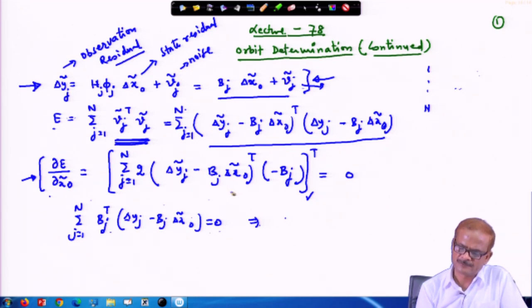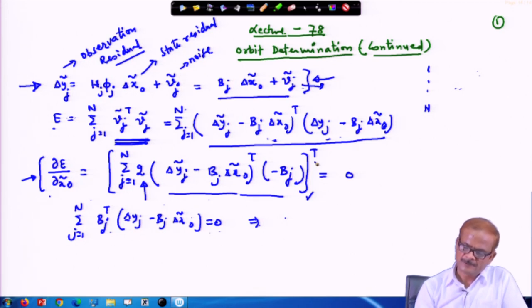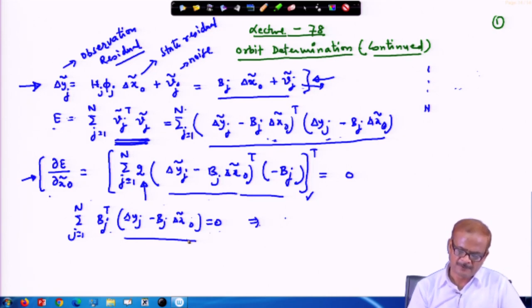This is from the previous only. By differentiating it like this, this factor of two comes because there are two similar factors present here. So, it will come in this format, in the transpose format. And if you take the transpose of this, you can reduce it to this format. So, from here our work starts.